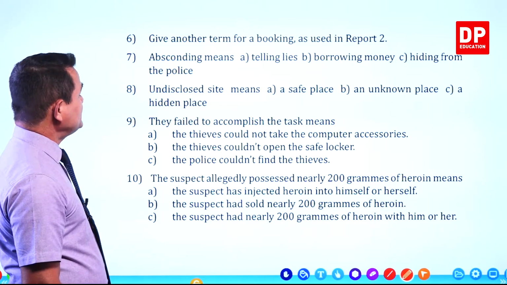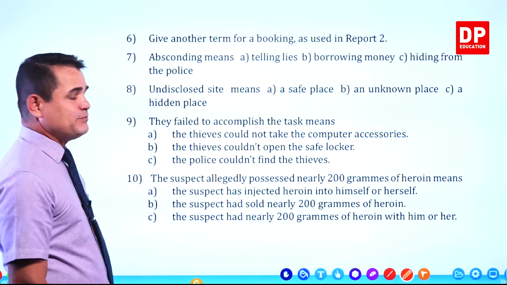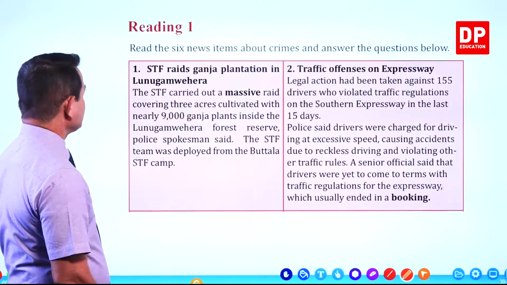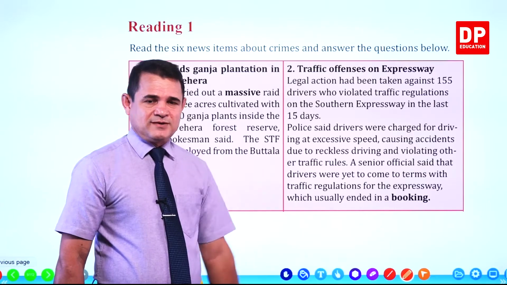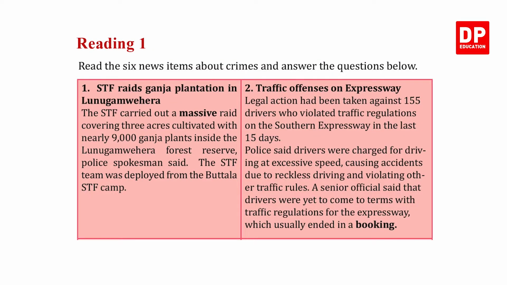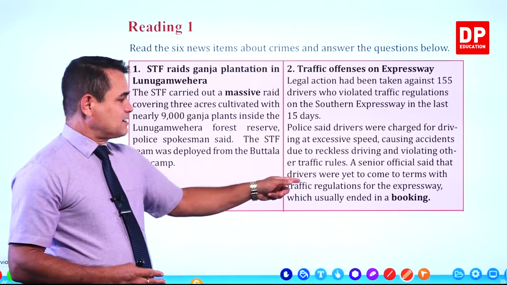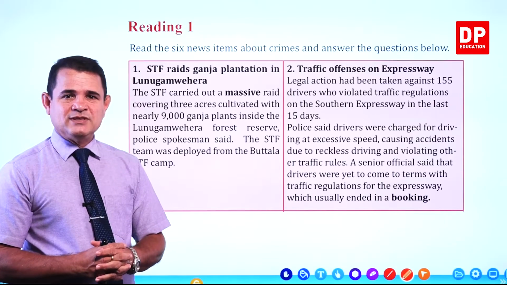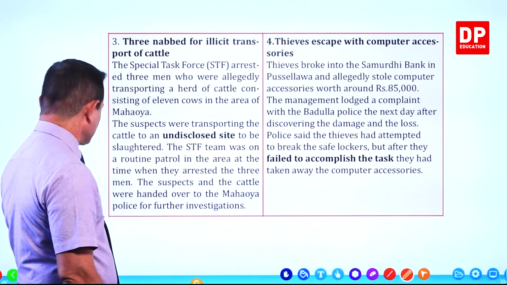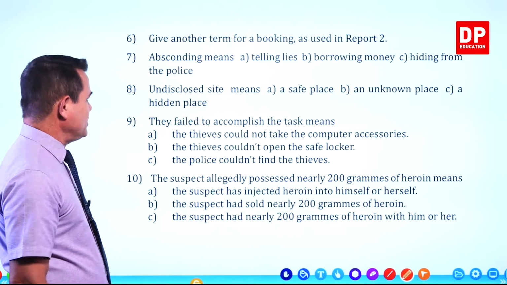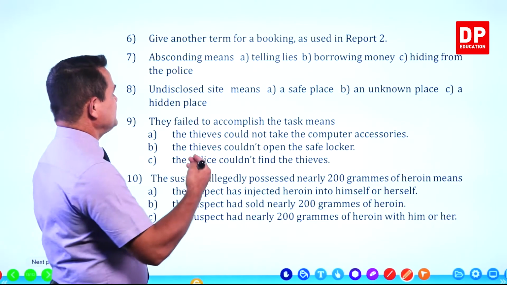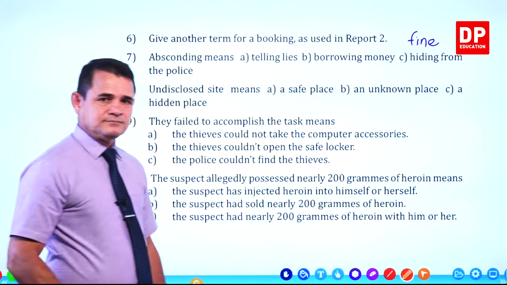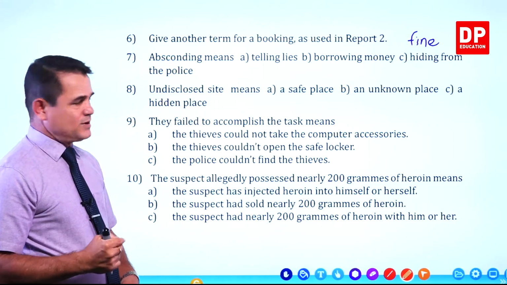And the next one. Question number 6. Give another term for booking as used in report 2. Report 2 එකේ you read booking. What is this booking? Which usually ended in a booking. So when traffic offences, මාර්ග නීති නැත්නම් රථවාහන නීති කඩ කරාම පොලිසියෙන් ඇල්ලුවාම it is ending up with a booking, means with a fine. With a fine means දඬුවමක්, penalty එකක්, right? So you can say it means fine. Fine means penalty, දඬුවමක් කියන එකයි. දඬුවමක් වෙනවනේ.